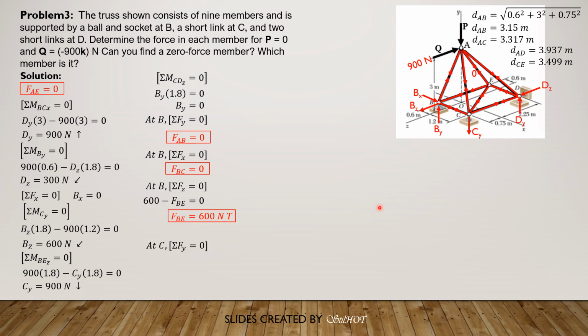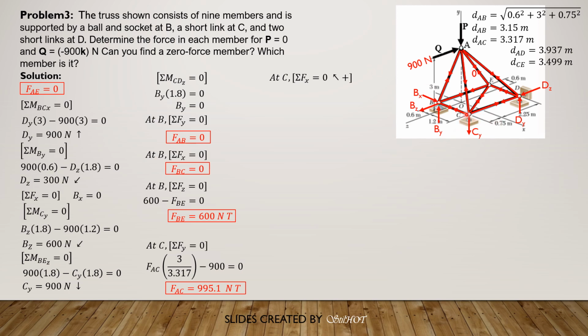Then we proceed to joint C, summation forces y equals 0. So FAC times vertical component 3 divided by distance 3.317 minus Cy, which is equal to 900, equals 0. So FAC times 3 over 3.317 minus 900 equals 0. So FAC is 995.1 newtons tension. Then we sum up forces along x equals 0 at C.